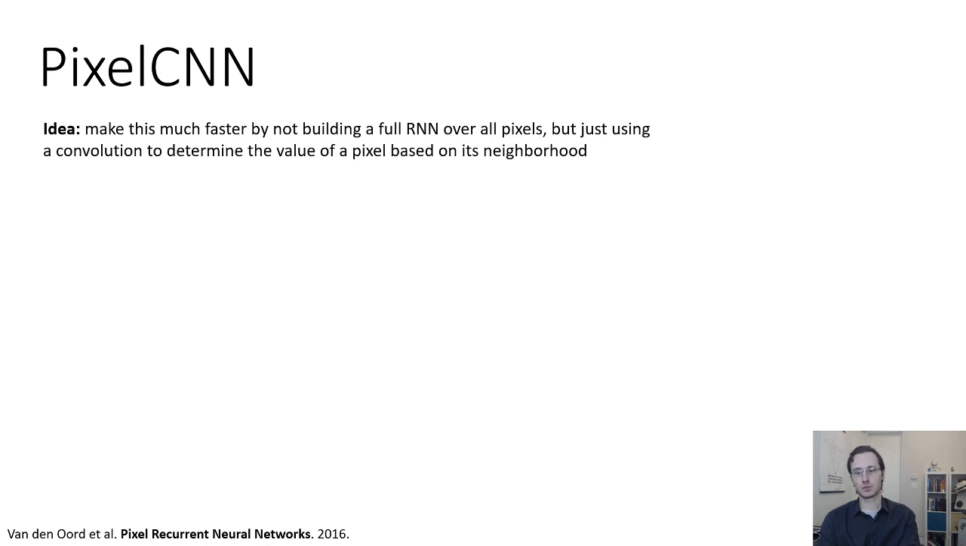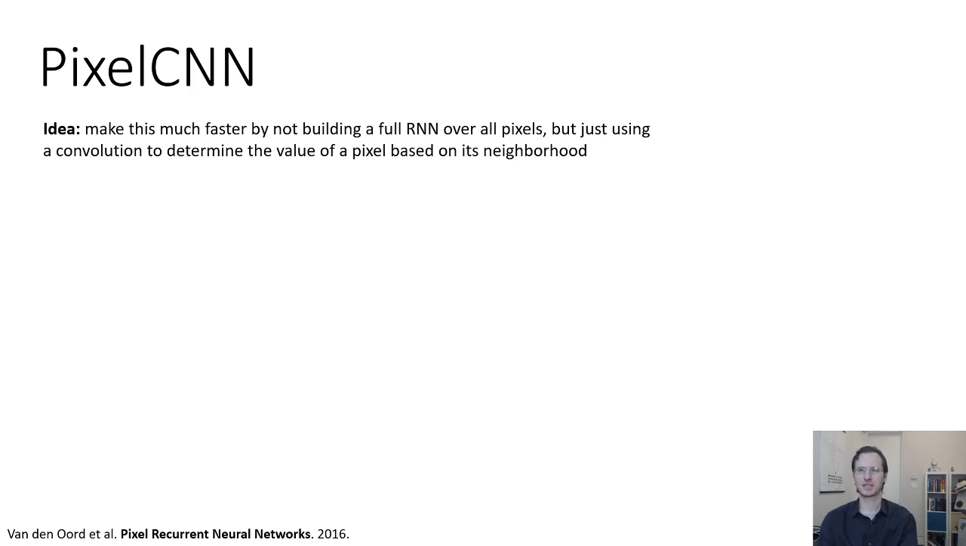One idea that's also described in pixel RNN is a simplified model called pixel CNN. I want to describe this simplified model both because it's a lot more efficient and because it illustrates some possible simplifications we can make to these types of autoregressive models. The idea in the pixel CNN is to make this generation process much faster by not building a full RNN over all pixels, but just using a convolution to determine the value of a pixel based on its neighborhood.